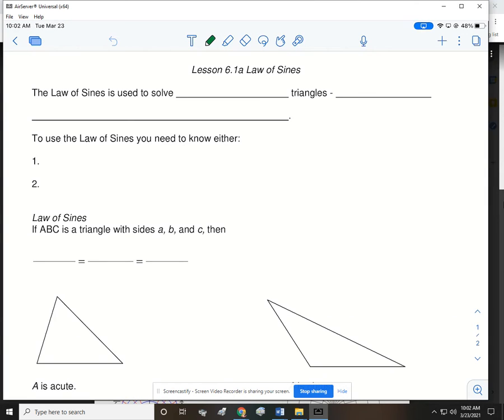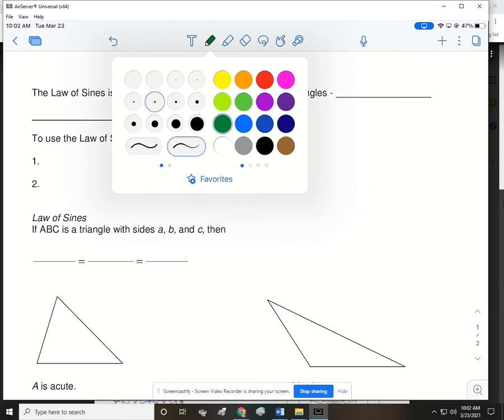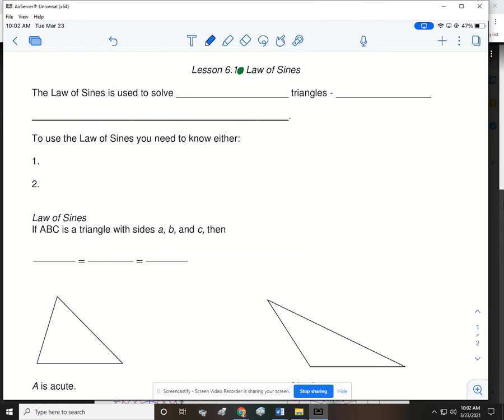All right, so we're starting Unit 6, and the first lesson is on the Law of Sines. We're not going to spend 2 days on this. This is just lesson 6.1. The Law of Sines is used to solve oblique triangles. You may remember from geometry that an oblique triangle is a triangle that has no right angle. So any triangle that's not a right triangle is an oblique triangle.